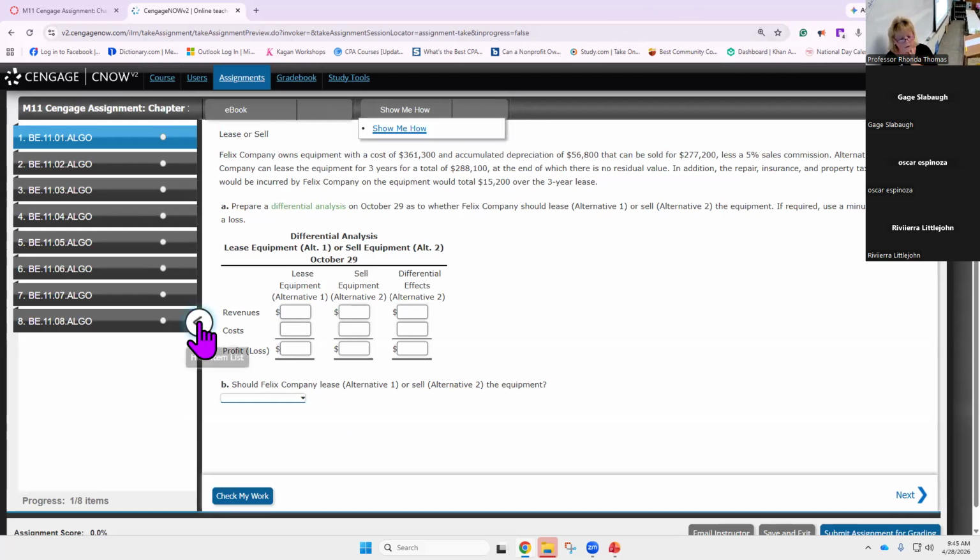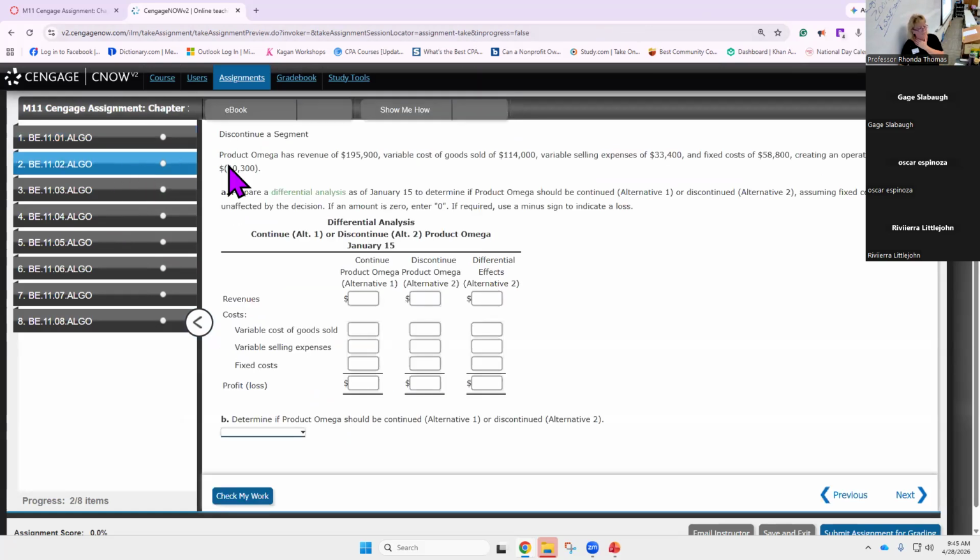Now, there's a couple of different decisions. So I'm just going to run through these real quick. Lease or sell. The second one is, do we discontinue a segment of our business? If a certain segment is showing a loss, should we eliminate it? And believe it or not, sometimes you don't, because even though it's operating at a loss, it's preventing us from having an even deeper loss in another way. Okay, so that's kind of the idea of looking at that.